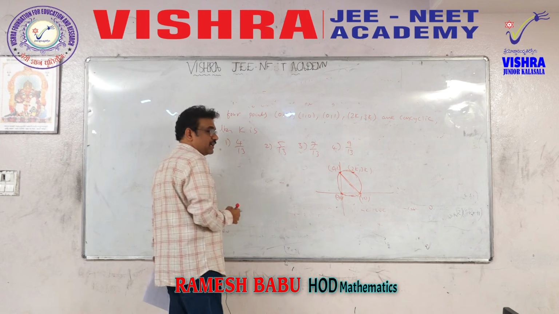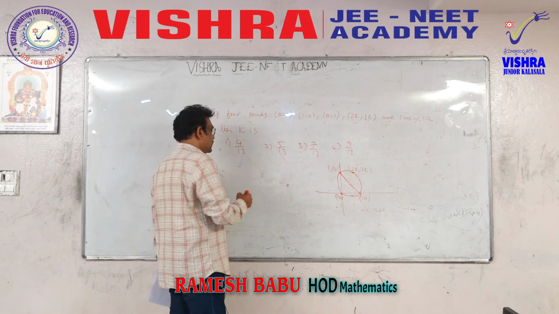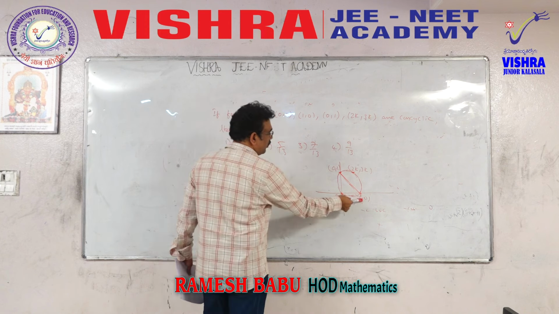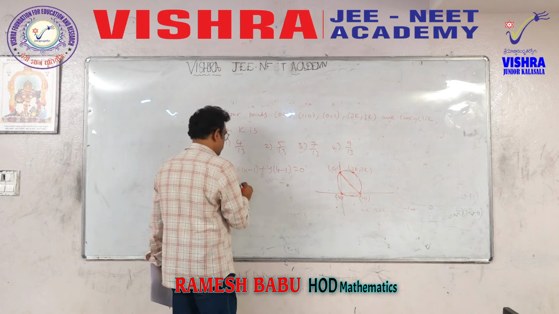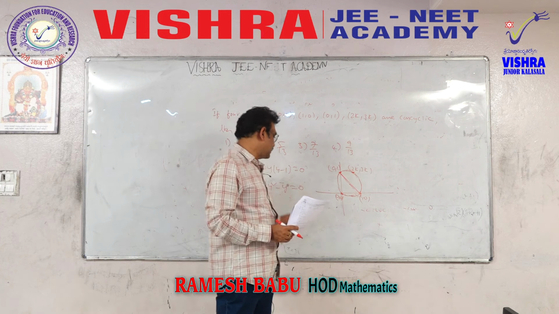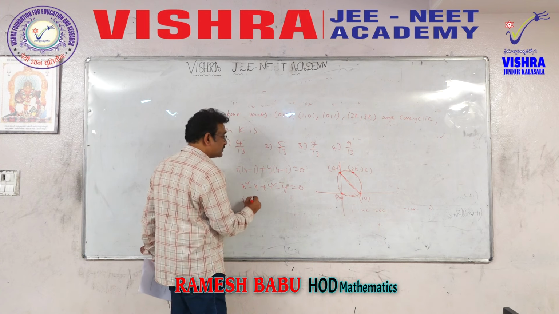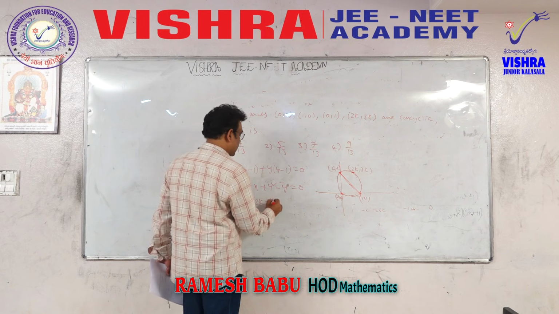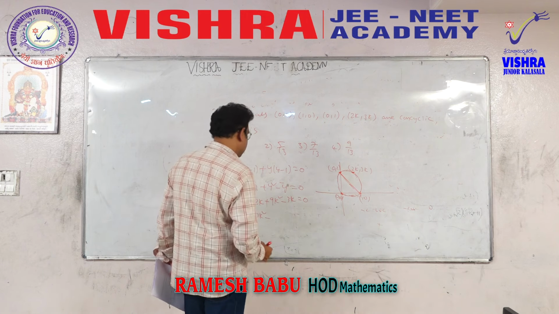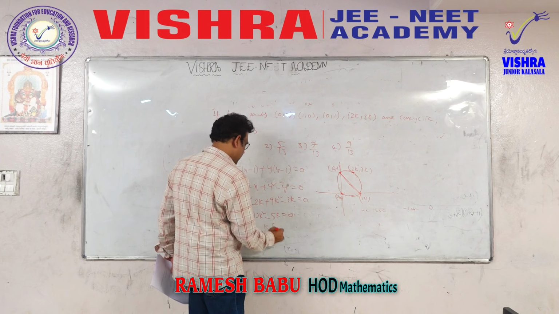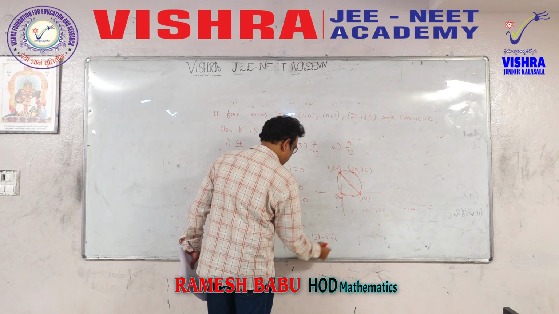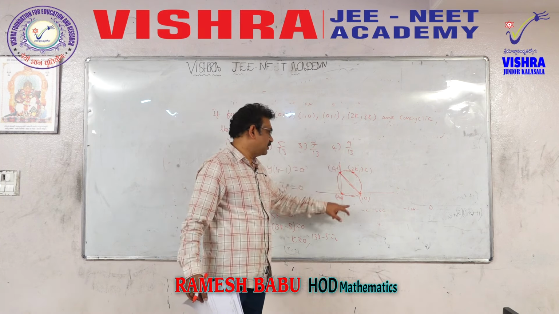Now the equation is (x minus x1)(x minus x2) plus (y minus y1)(y minus y2) equal to 0. So x into (x minus 1) plus y into (y minus 1) equal to 0. So x square minus x plus y square minus y equal to 0. Now the point (2k, 3k) lies on this circle, so it should satisfy this equation: 4k square minus 2k plus 9k square minus 3k equal to 0. That is 13k square minus 5k equal to 0. Taking k common, we get k into (13k minus 5) equal to 0, so k equal to 0 or 13k minus 5 equal to 0. If we take k equal to 0, the point will be (0, 0), so that is not possible.